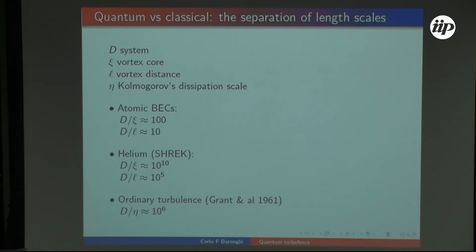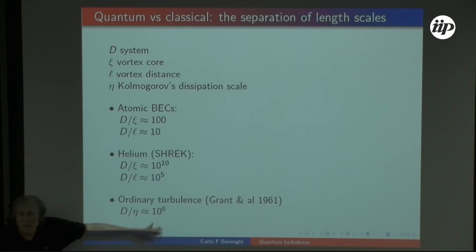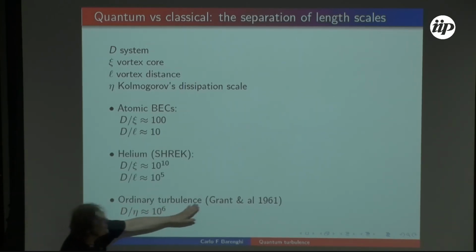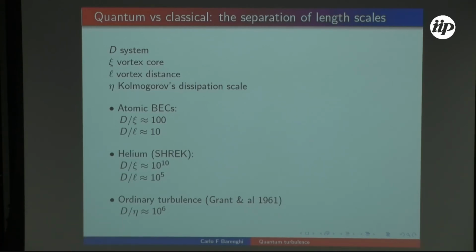Now, it's interesting to see that in ordinary turbulence, the ratio between the large length scales at which one injects energy and the dissipation length scale is very big. So this was Grant et al. '61, an experiment. It was one of the first experiments in which the Kolmogorov spectrum was measured, by measuring the velocity field in the sea between two islands forming some kind of channel near Vancouver. So a very large scale kind of experiment. So, a huge number, 1 million.